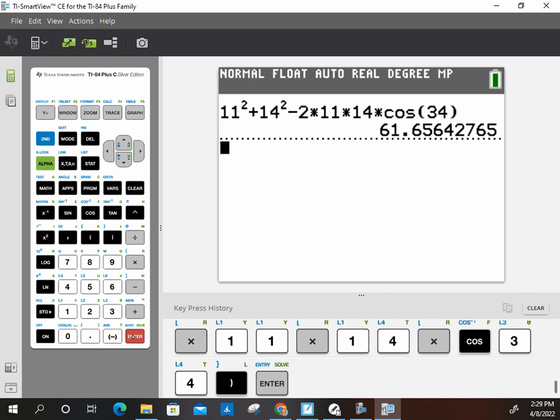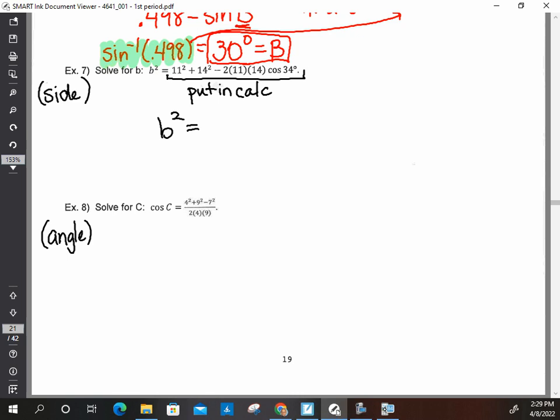You get 61.656. So b squared equals 61.656. All right. Not too bad. Last step, take the square root. Take the square root of both sides.